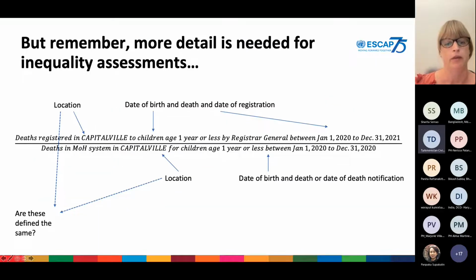We talked briefly about the equation here. So we always said registered events such as births and deaths are in your numerator, and then the denominator is the best estimate of either births or deaths, depending on what you're focused on, but that we need a little more detailed information when we're doing inequality assessments. And so here we have the example of the capital, but do the administrative boundaries align between the two sources? That's an important detail. We need to make sure the age groups are the same between the numerator and denominator. And we might need to collect some more information, such as date of birth or date of registration, in order to calculate things like age.